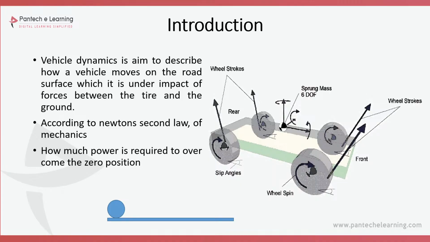Now we can see the definition here: how the vehicle moves on the road surface under the impact forces between the tire and the ground. Simply put, how much power is required to move from 0 to some speed. It works under the second law of motion, the second law of mechanics. Simply put, how much power is required to overcome the zero position. When a vehicle is held in one position and we have to move it, how much power is required to move your vehicle is called vehicle dynamics.